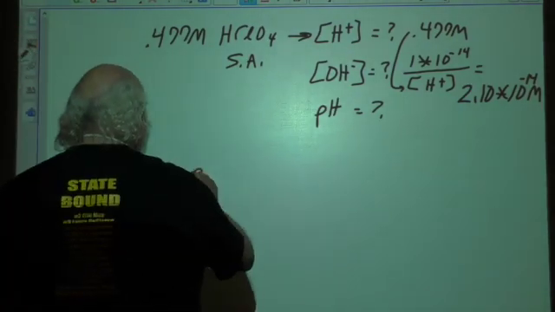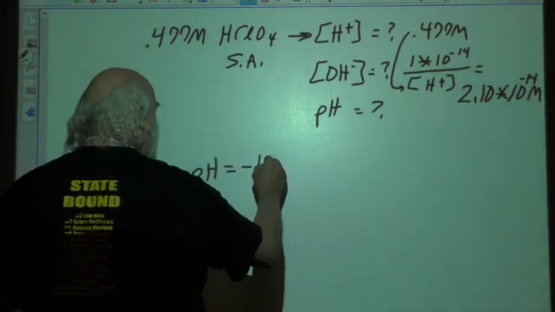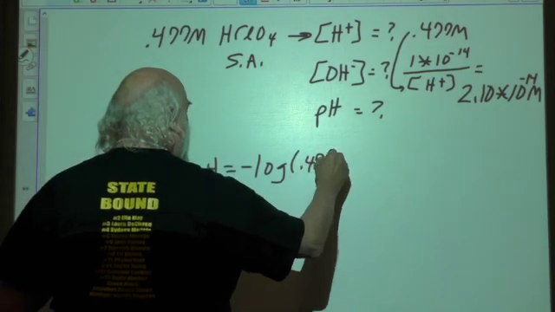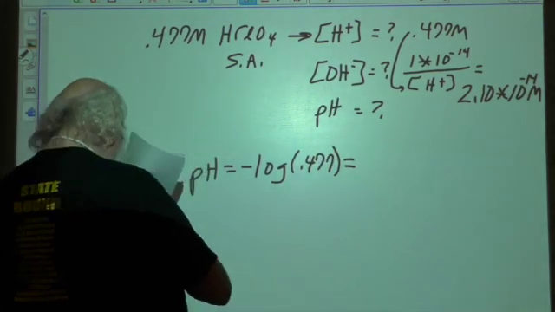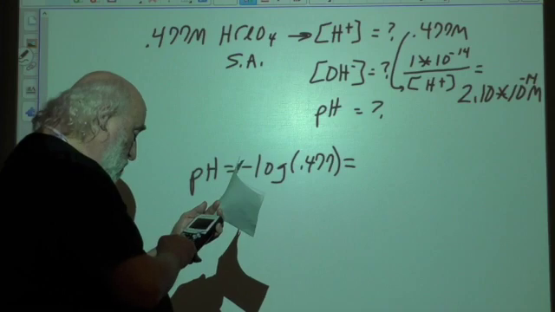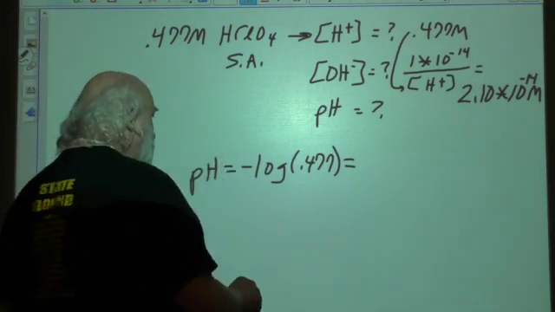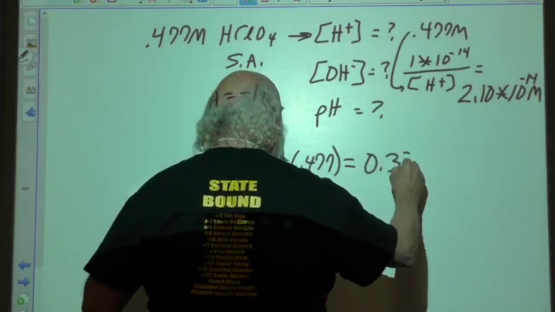pH is the negative log of the hydrogen. Well, the hydrogen here is 0.477. So negative log of 0.477 is 0.321 molar.